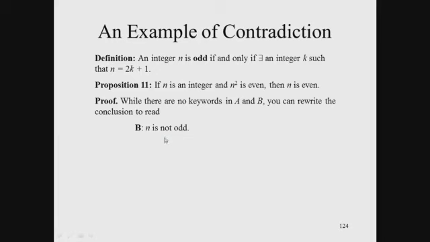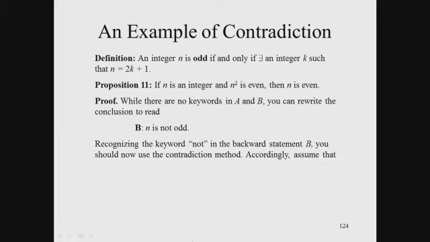So, as a result, let's remember how the contradiction method works. When you decide to use contradiction to show that A implies B is true, what should you assume? A is true. Not B? A and not B. So what is A here? N is an integer and n squared is even.